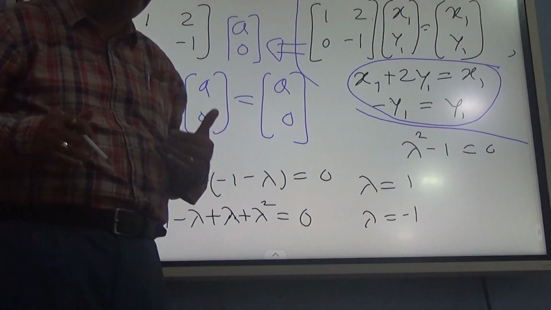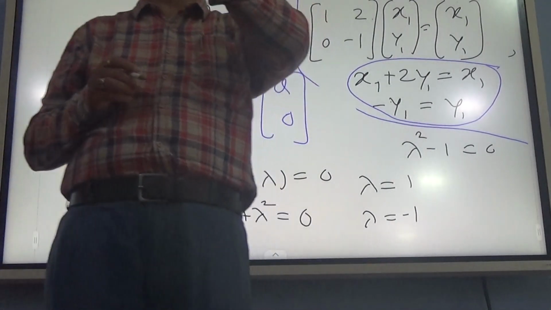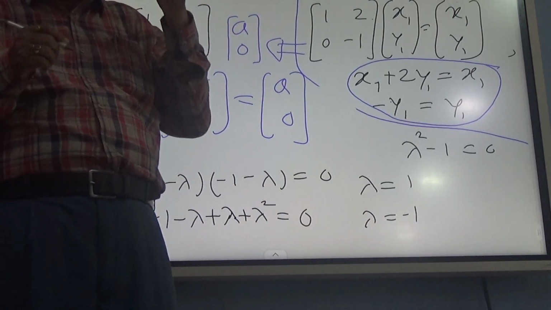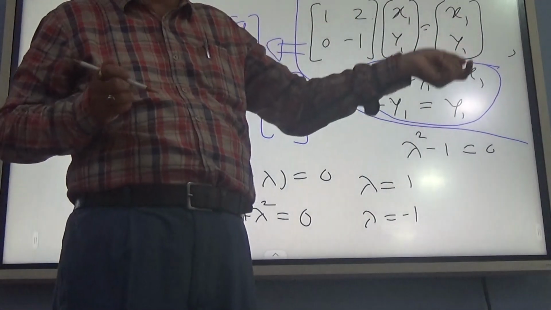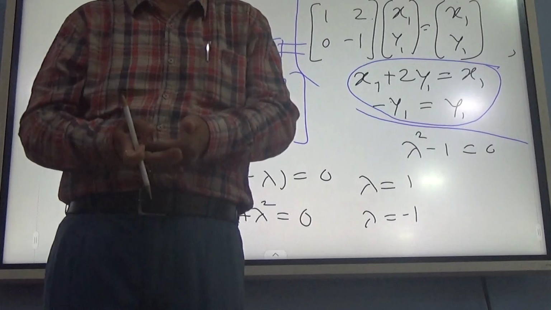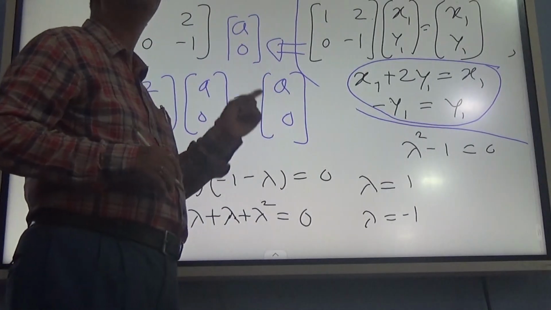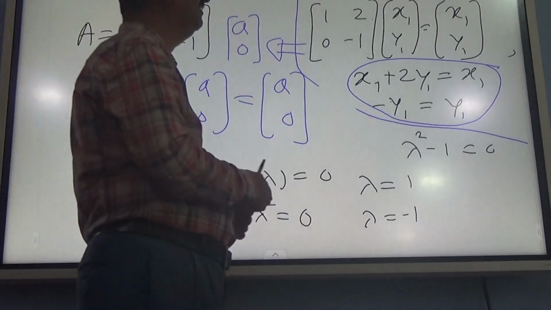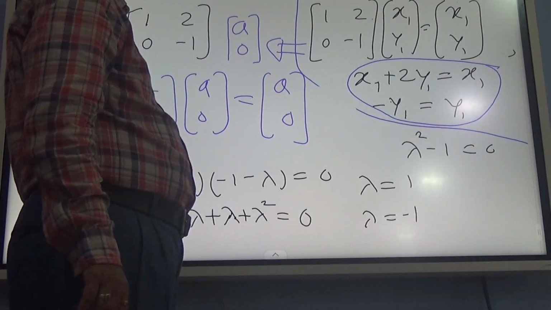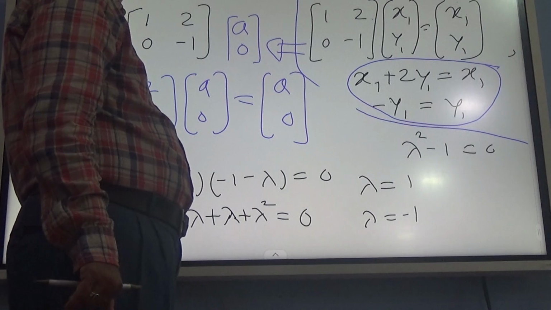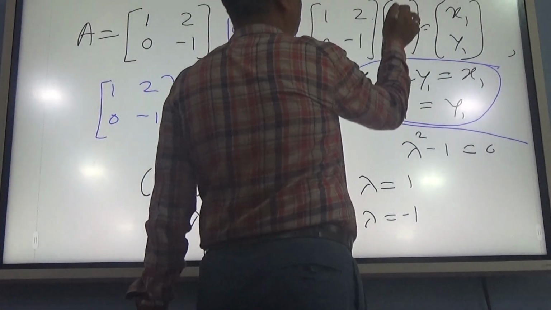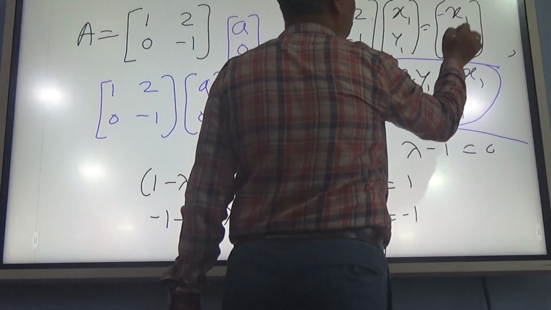Any other point gets transformed to a different point. But a0 means a point on the x-axis gets transformed to itself. The entire x-axis gets transformed to itself. This is for lambda equal to 1, and what will happen for lambda equal to minus 1? When lambda equal to minus 1, [1 2; 0 -1] into x1 should be minus x1, minus y1.